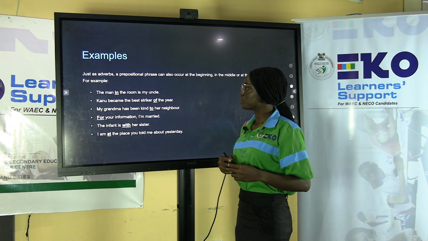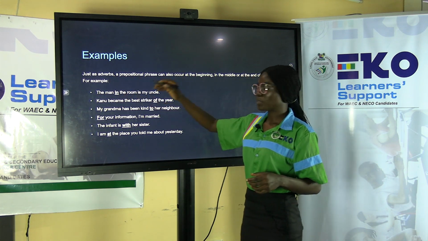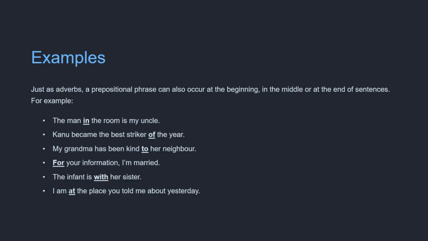More examples. Just as with an adverb, a prepositional phrase can also occur at the beginning, in the middle, or at the end of sentences. Look at the examples we have. The man in the room is my uncle. Can you identify the preposition? In, right? Of course. Now, what is the prepositional phrase? In the room. The man in the room is my uncle.